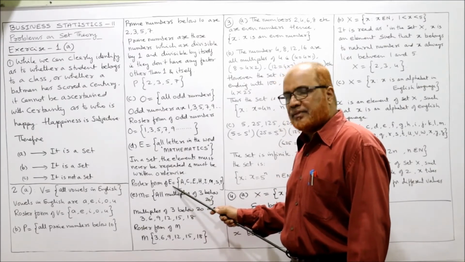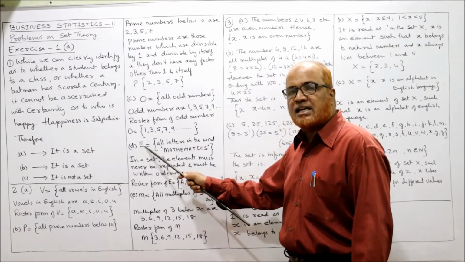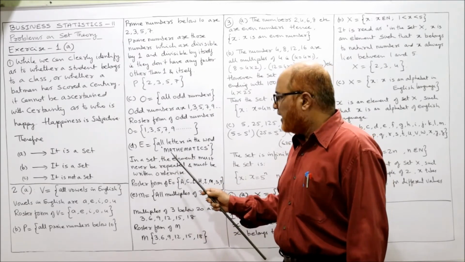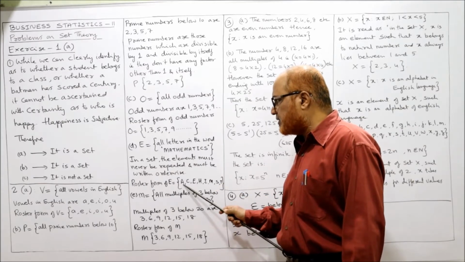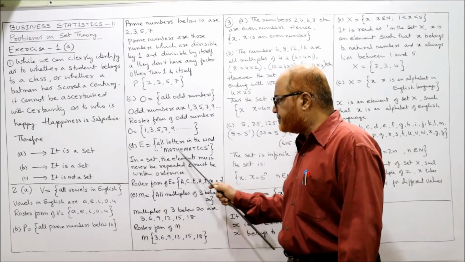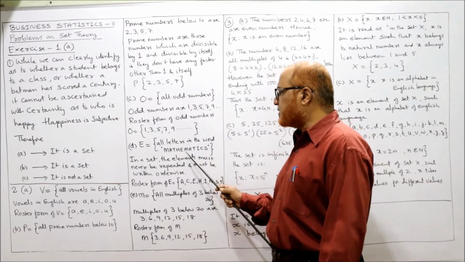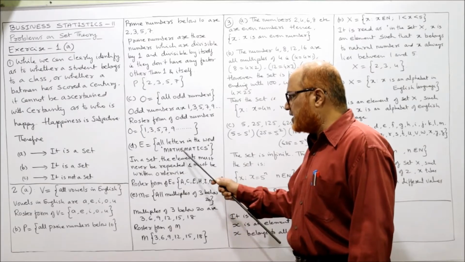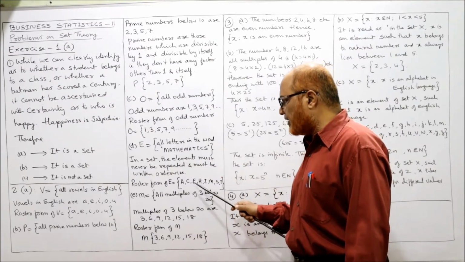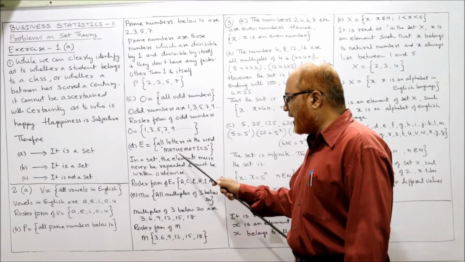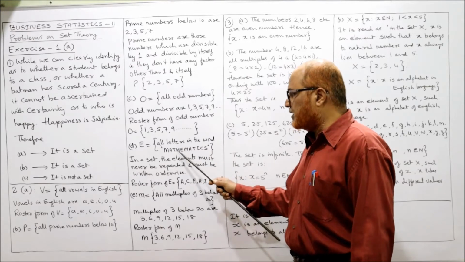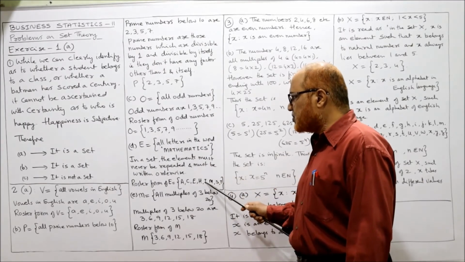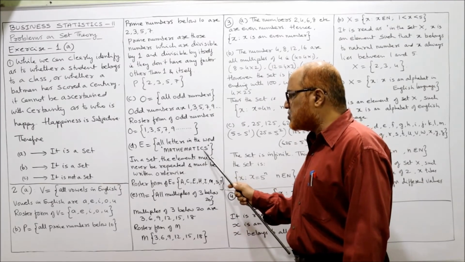Roster form of E. E is the set name. And first, what is the first alphabet? A. A is occurring twice, but we will write it only once. After A, B. B is not there. Then we come to C. C is occurring only once. We will take one. After C, D. D is not there. E. E is there only once. After E, F. F is not there. G is not there. H is there. So we'll take H. I. I is there. J is not there. K is not there.